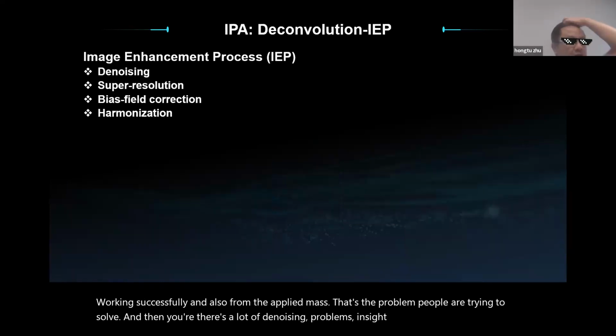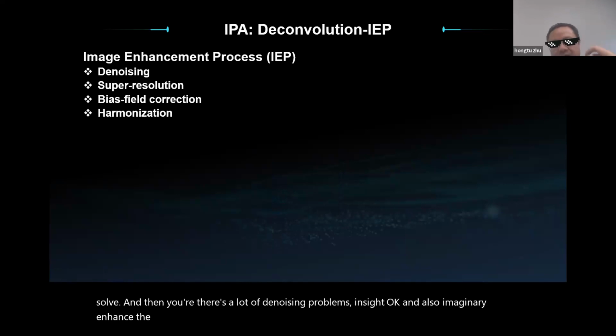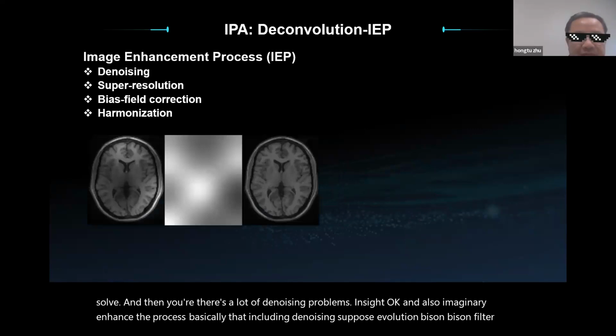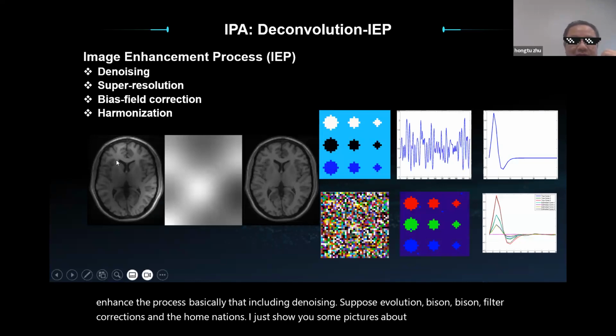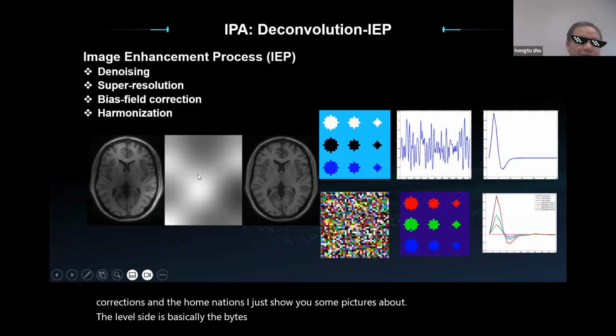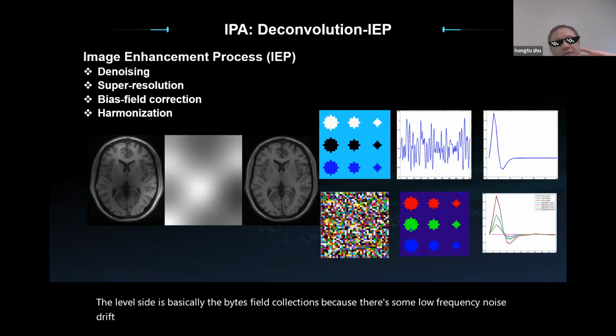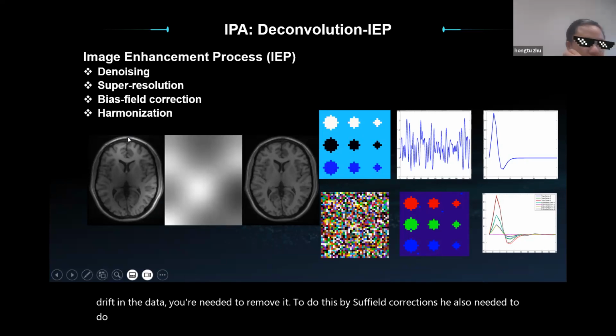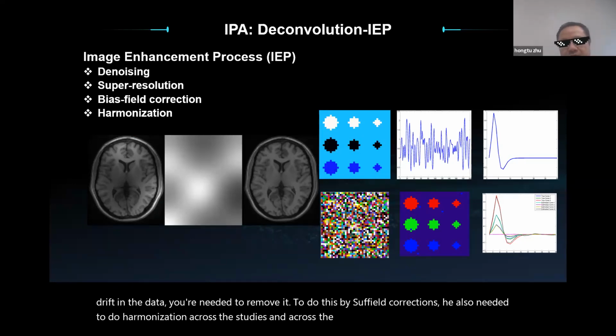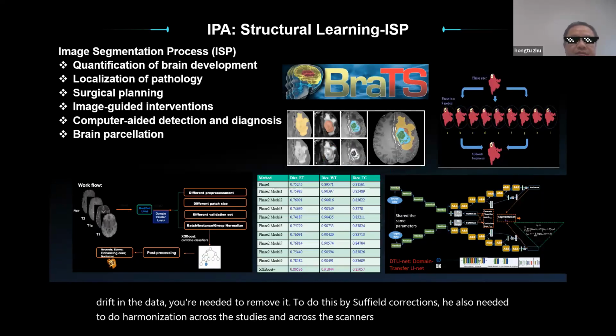Also imaging enhancement processing includes denoising, super resolution, bias field correction, and harmonization. I'll just show you some pictures. The left side is the bias field correction, because there's some low frequency noise drift in the data. You need to remove it with these bias field corrections. You also need to do harmonization across studies and across scanners. And this is the imaging segmentation type of process.